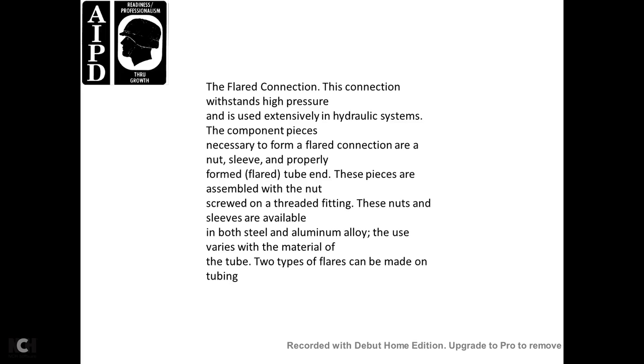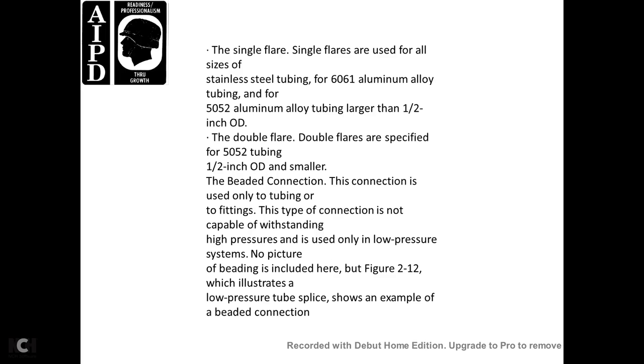Two types of flares can be made on the tubing. Single flares are used for all types of stainless steel tubing, for 6061 aluminum alloy tubing, and for 5052 aluminum alloy tubing larger than 1/2 inch outside diameter. Double flares are specified for 5052 tubing of 1/2 inch outside diameter and smaller.